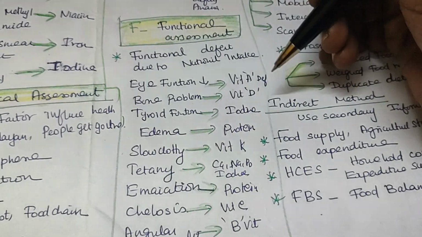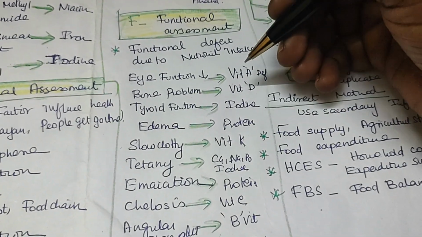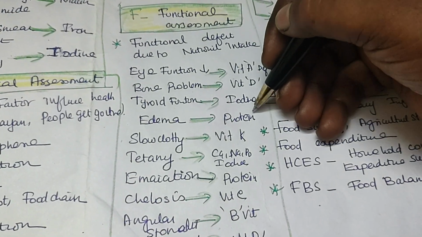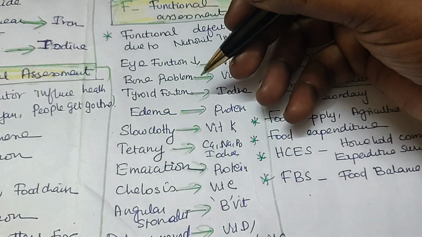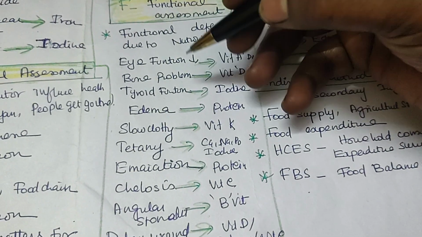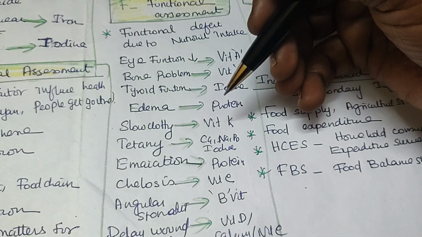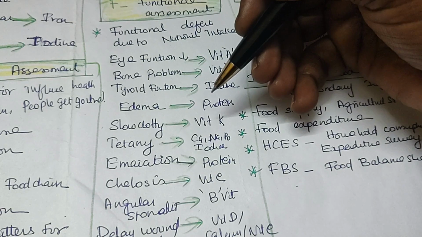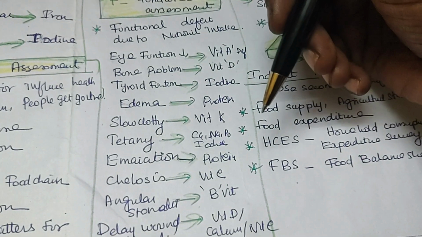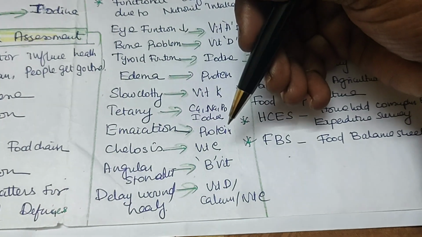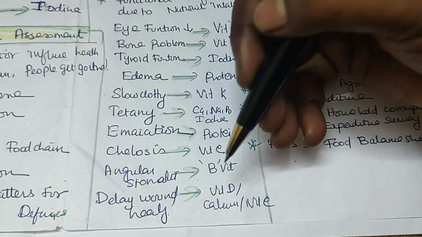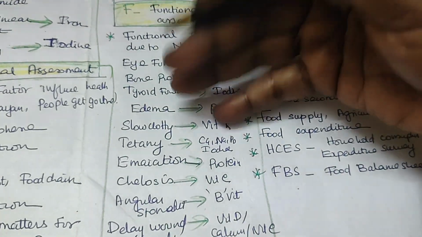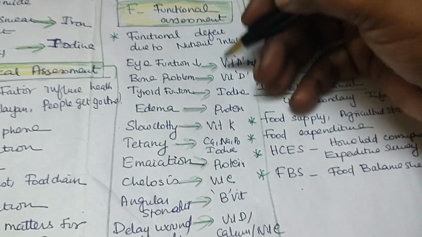Bone problem, vitamin D deficiency. Thyroid function will be iodine, or edema, or the protein maybe; excessive protein they are taking, or there is a kidney problem, excreting the protein, which means another problem is there. Slow clotting, vitamin K deficiency; tetany, estimation of the protein; you can check cheilosis, vitamin C; angular stomatitis, delayed wound healing, vitamin C; calcium deficiency, all will cause this. So the functions will be affected. So this is the functional assessment.